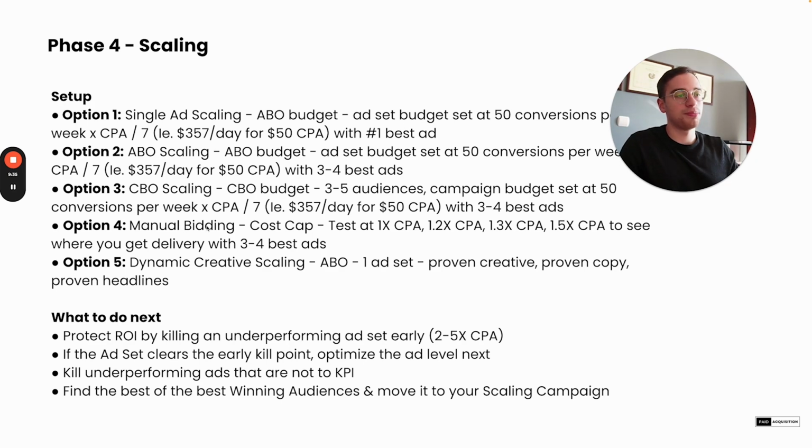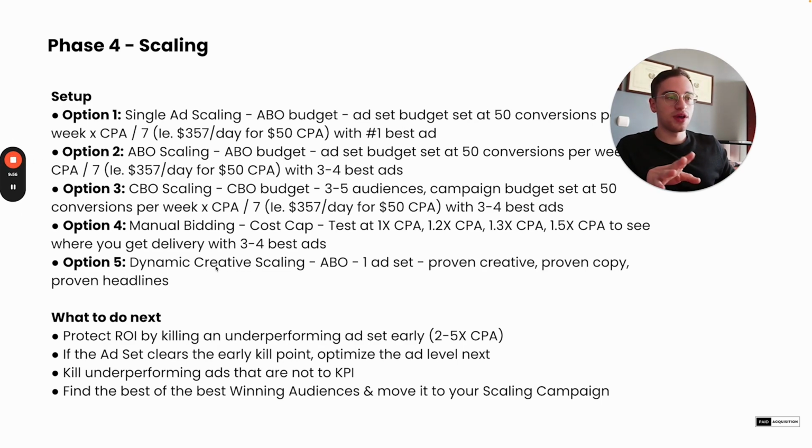Option 4, manual bidding, cost caps. This is one of my go-tos. So ABO, manual bidding and CBO blast scaling are the most common ones. I always use manual bidding because basically it's one of the most efficient ways to preserve profitability, but at scale, I want to throw in some high-volume campaigns.